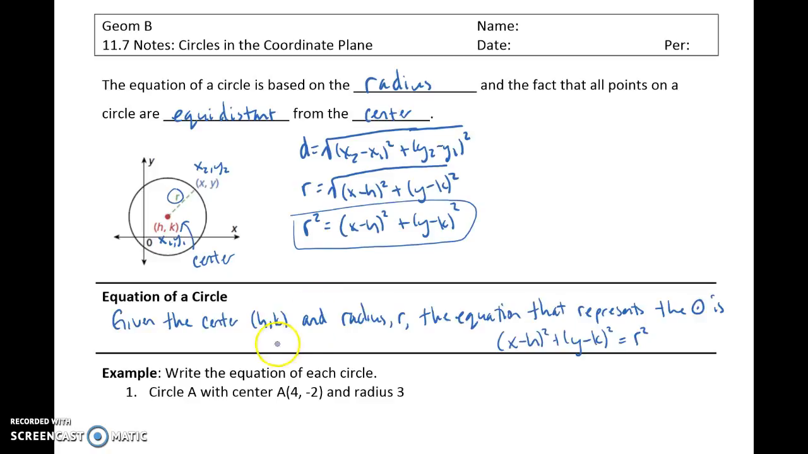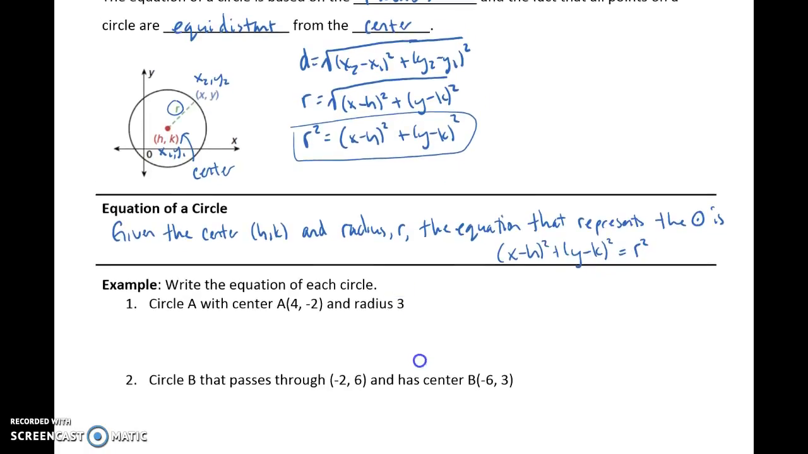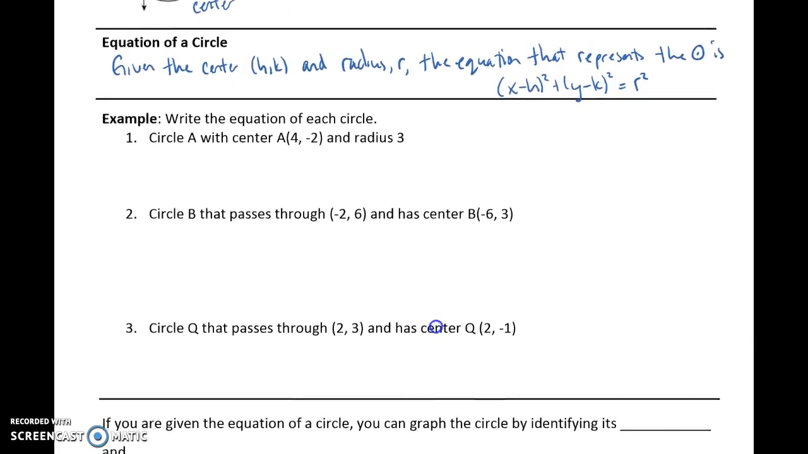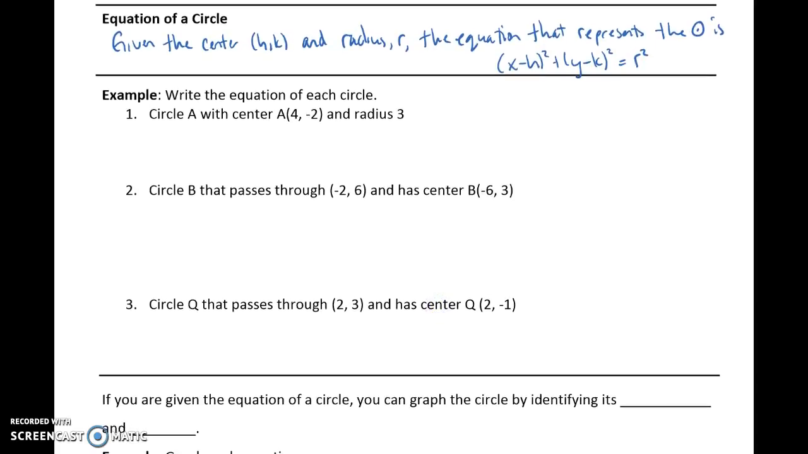So given the center h, k and radius r, the equation that represents the circle is x minus h squared plus y minus k squared equals r squared. And again, you can write it either way. We want this format because that's what we standardly know as the equation of a circle, but again, it's basically the distance formula. So two goals today: being able to write the equation and graph your circle. Remember the key pieces: you need to know the center h and k and the radius r, and we're always subtracting h, subtracting k. Okay?